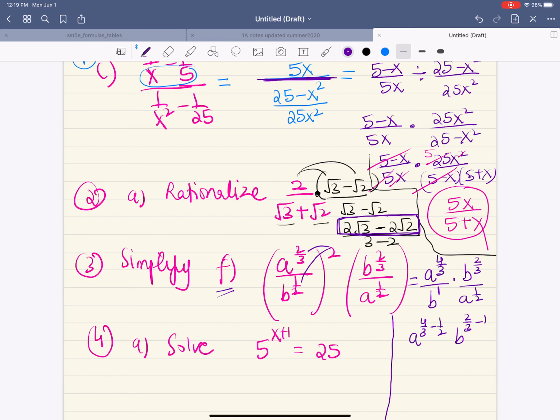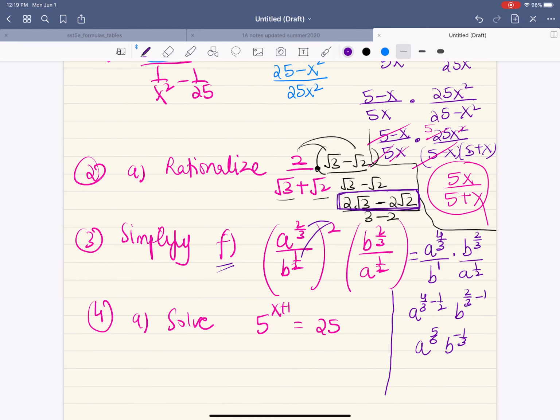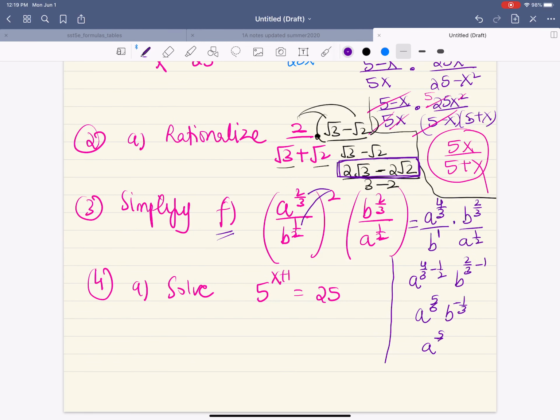So when I simplify, this turns out to be a to the power 5/6, b to the power negative 1/3. When we get the common denominator there, it turns out to be a to the power 5/6 divided by b to the power 1/3. And that's all for this problem. There's nothing else we can do or combine any more exponents. Both the variables are different, so we cannot subtract the exponents anymore. We don't have the same variables.